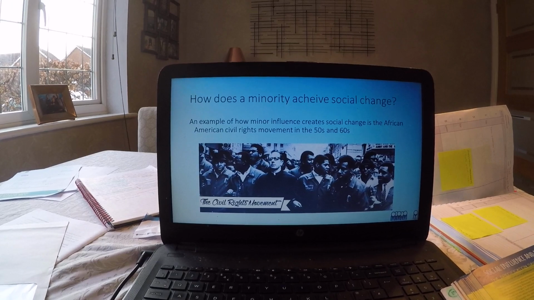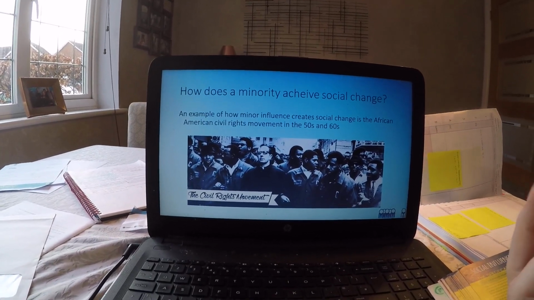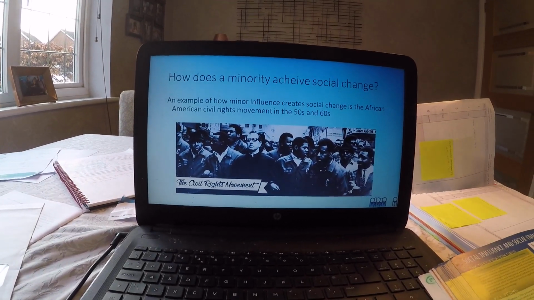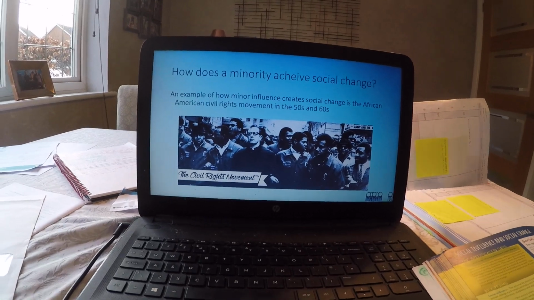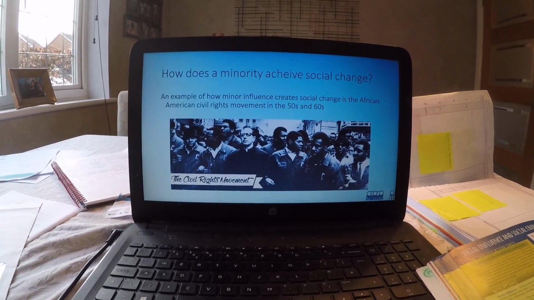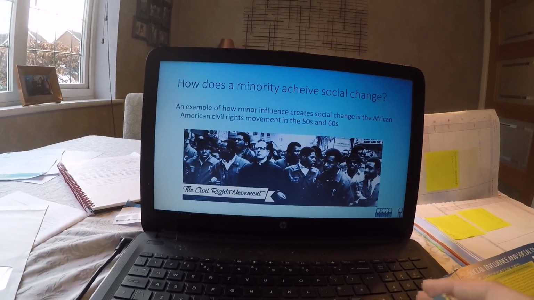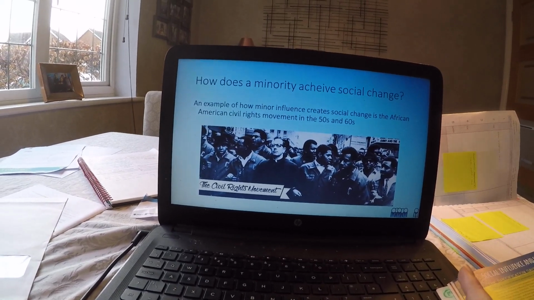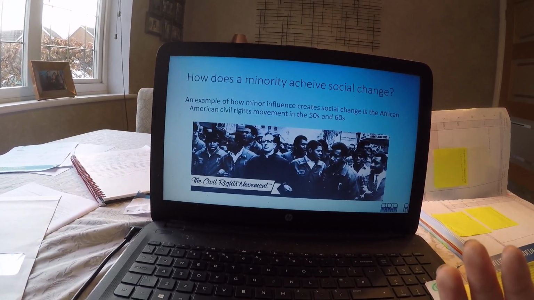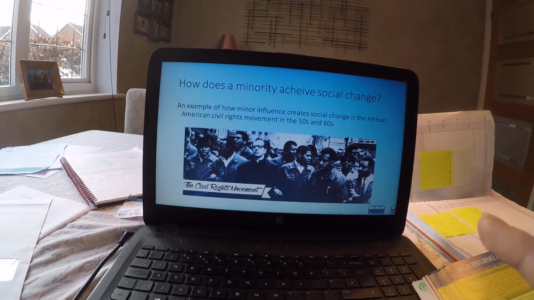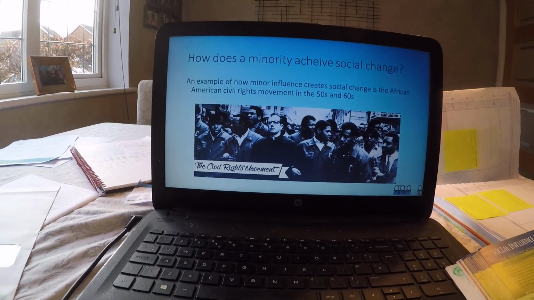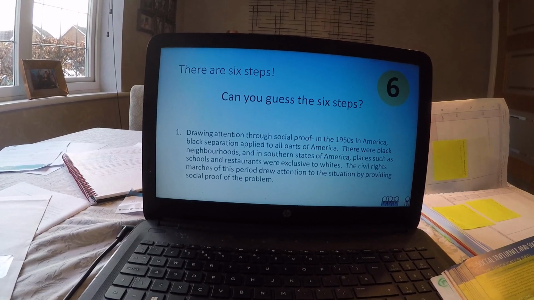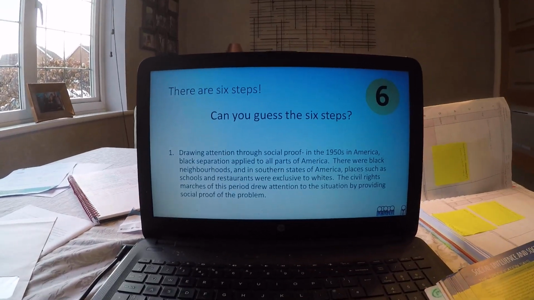So this is a brilliant explanation as to how a single person then went into a rights movement group, and then they brought about the social change. So hopefully you can think of a few individuals such as Martin Luther King. We've got Rosa Parks. So these individuals are the ones that we remember, the ones that we think, yeah, they're the ones that changed it all. So there are 6 steps for minority influence only. So I'd love for you to guess these 6 steps.